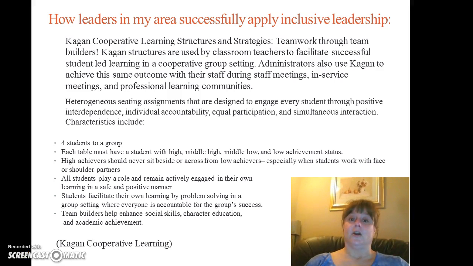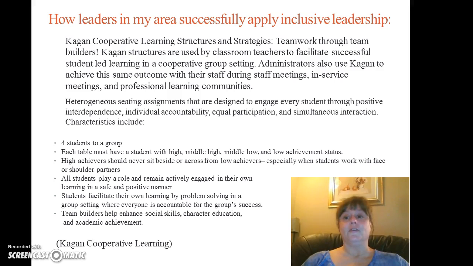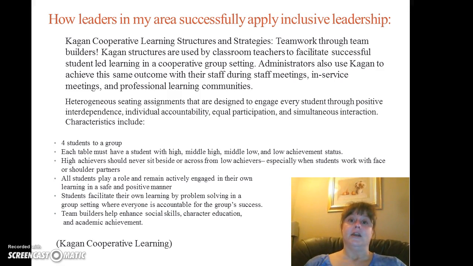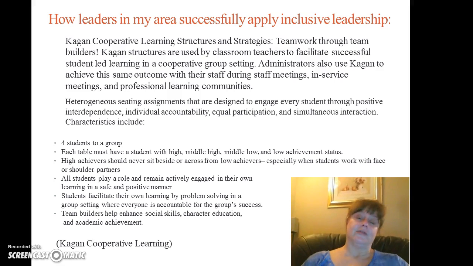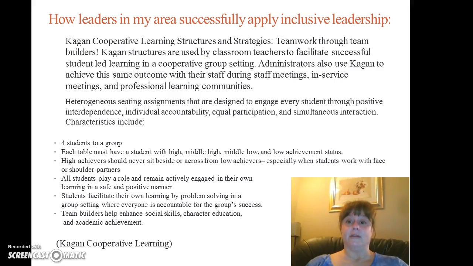This is how leaders in my area have successfully applied inclusive leadership or can apply it. We use Kagan cooperative learning structures and strategies. And this is based on the idea and principles that teamwork through team builders really helps to design an inclusive classroom where students can learn at their own individual pace, and they can also learn based on their comfort level and skill set. Kagan structures are used by classroom teachers to facilitate successful student-led learning in a cooperative group setting.